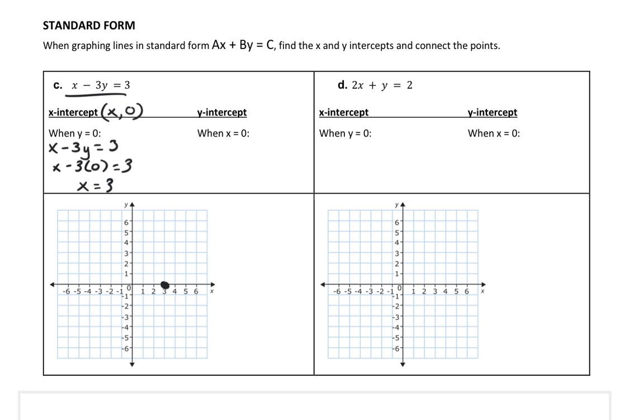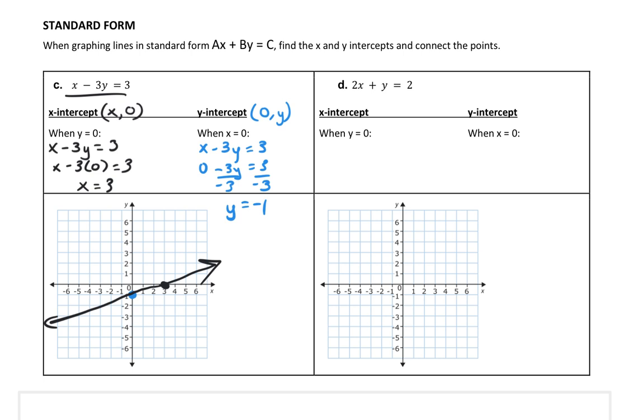Now, my y-intercept is when x is 0. So the original equation was this. We're going to replace x with 0. Divide by -3. And I get y is equal to -1. So I go to -1 on the y-axis, right? And we go ahead and connect those points, and we've got a fine graph.